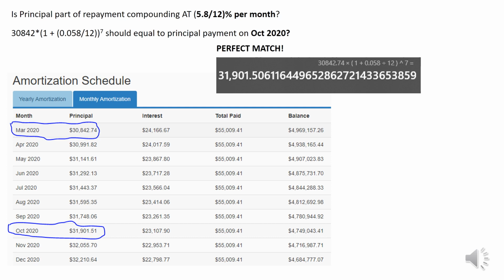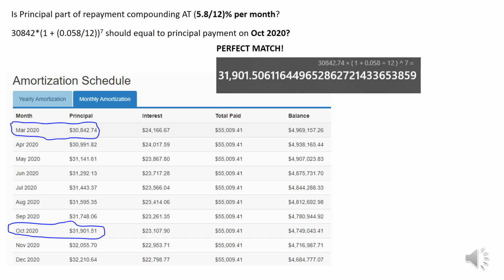Now in this screenshot that you see, the amortization schedule, focus on the second column, which is the principal column. What we want to find is if this increasing set of numbers is actually compounding at 5.8 percent. Now if you look at the first column, it's all monthly schedules. So 5.8 percent holds for a year. For a month, it has to be 5.8 by 12. So I just worked out the math that you see here in that dark box.